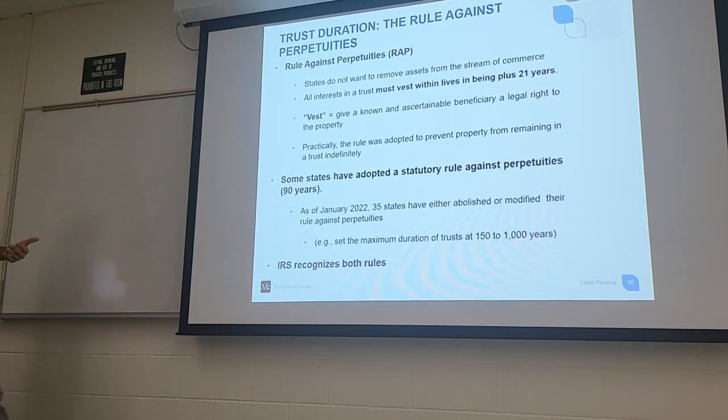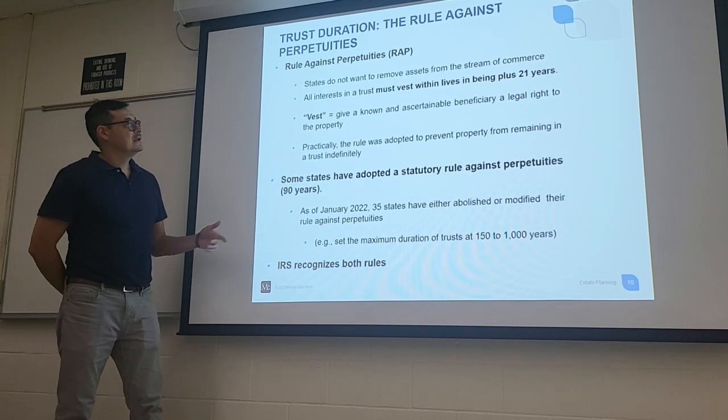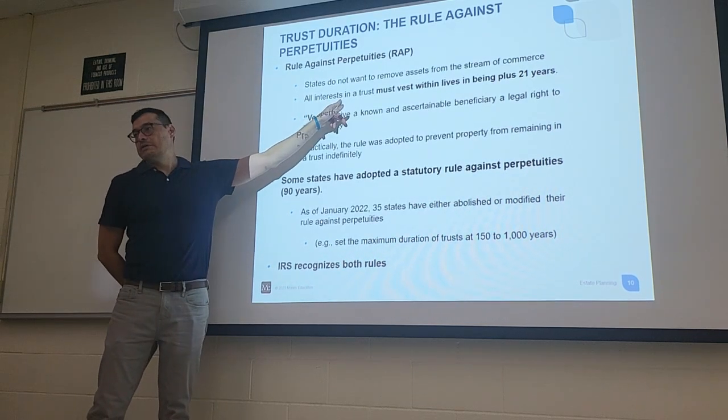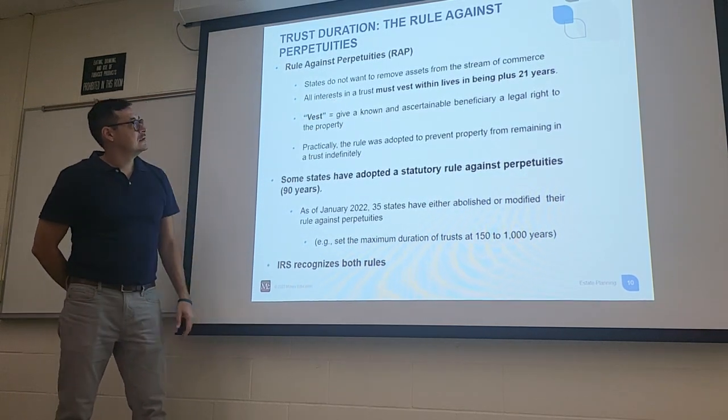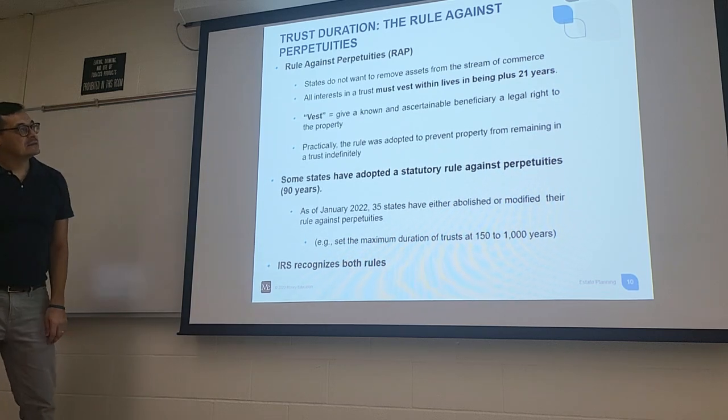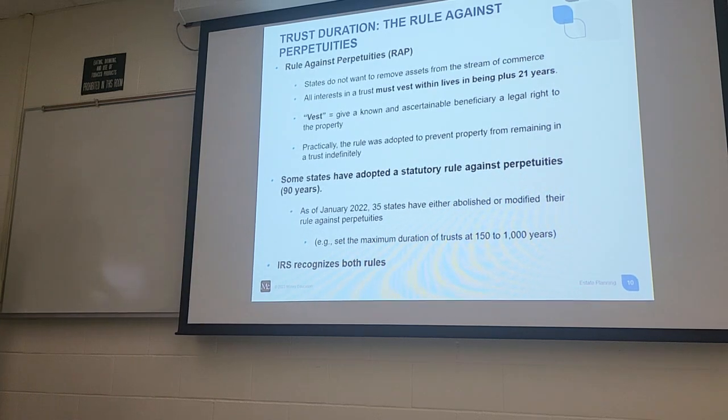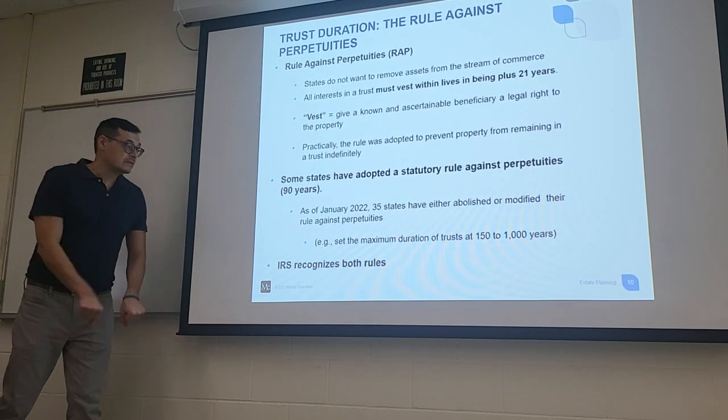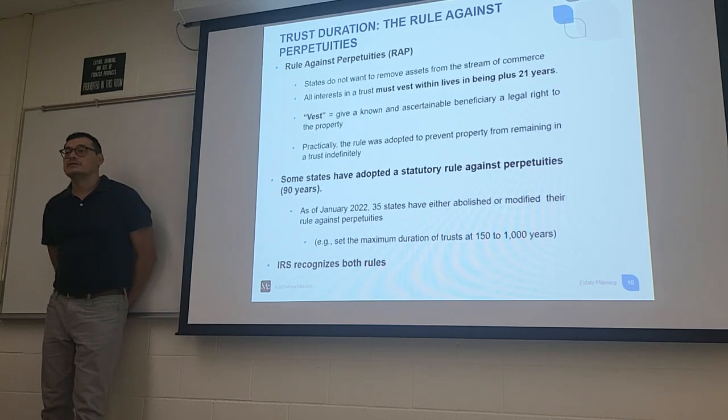But understand that there was at one point a rules against perpetuities, and that this is probably the most important statement, that all interests in trust must vest within the lives in being plus 21 years. So if you get a question like that, that's what we're gonna be looking for. Or you can set the maximum duration of a trust for 1,000 years. In some states, in certain circumstances, under the right conditions, that's what it says.